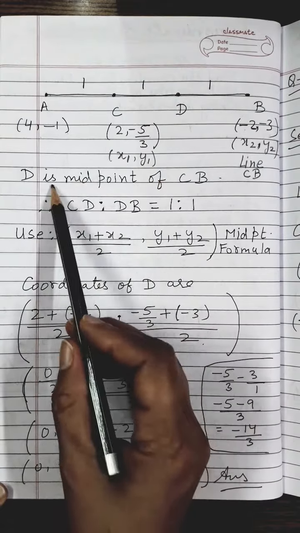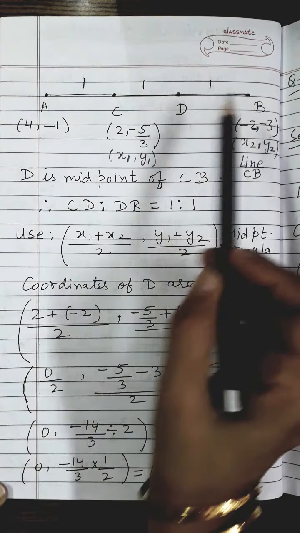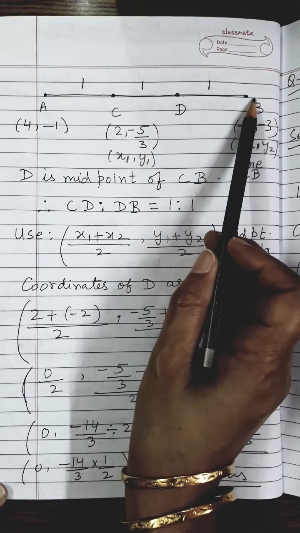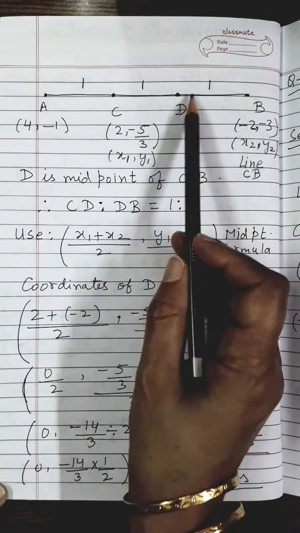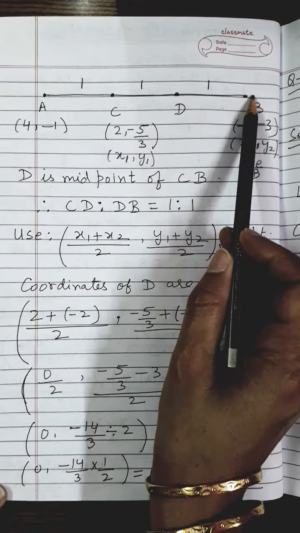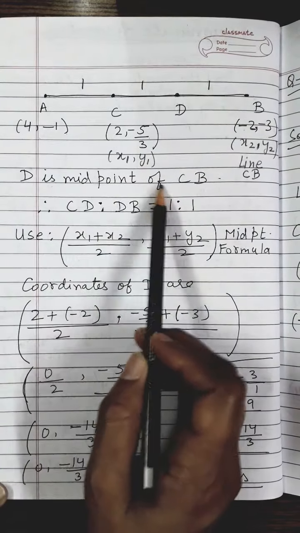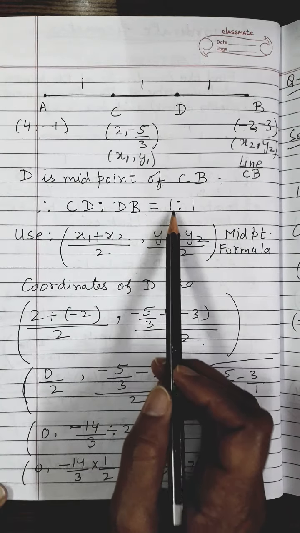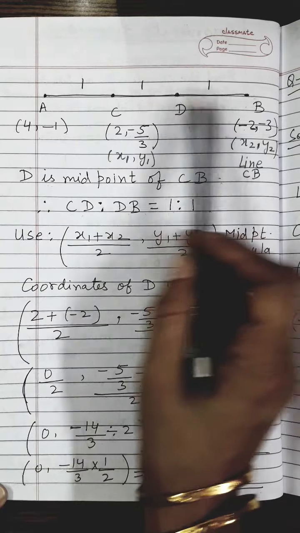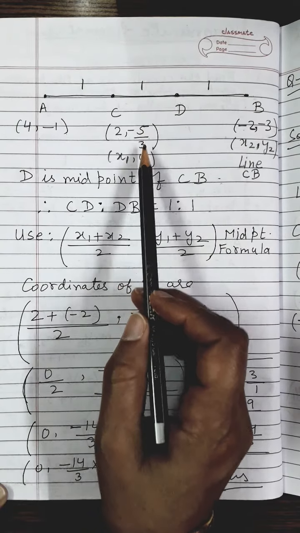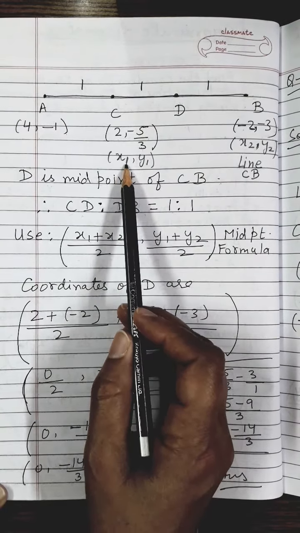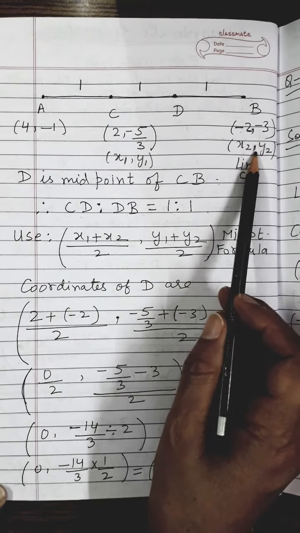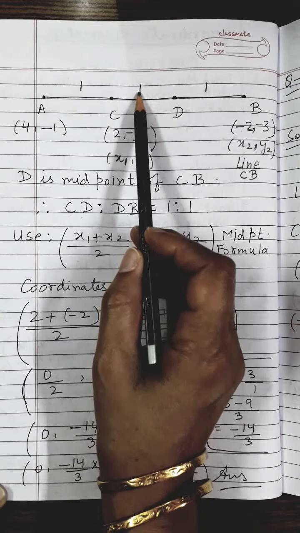Now again, what you see, if I consider this much portion, the CB portion of the line, CD is to DB is 1 is to 1. It means that D is the midpoint of CB. So I write D is the midpoint of CB, and therefore CD is to DB will be equal to 1 is to 1. Now for this portion CB, (2, -5/3) I write as x1, y1, and (-2, -3) represents x2, y2, and this is 1 is to 1.